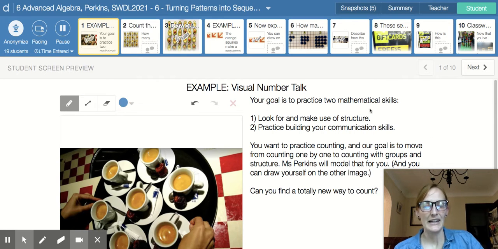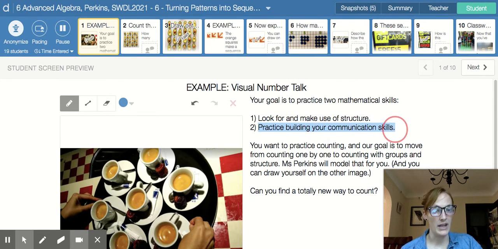Hi everybody. So I'm going to make this just in case you missed class today. This is the activity that we worked on, and I'm looking at my teacher dashboard right now. And our goal today was to practice two things. One was to look for and make use of structure. The other was to practice building communication skills.